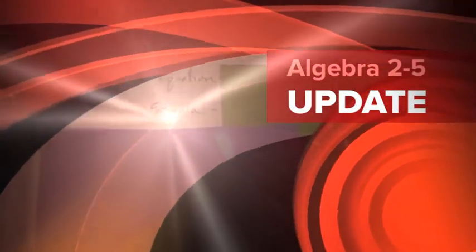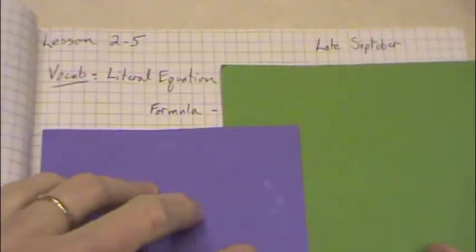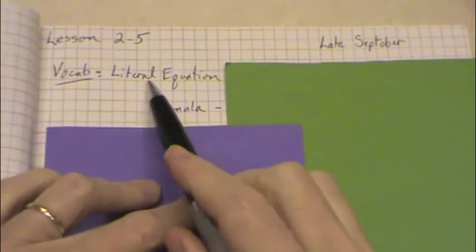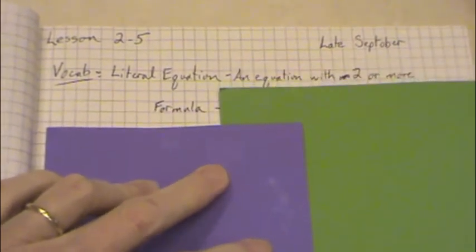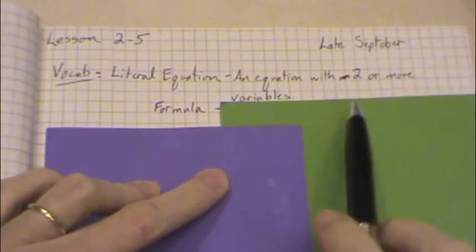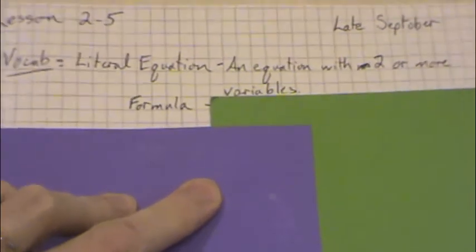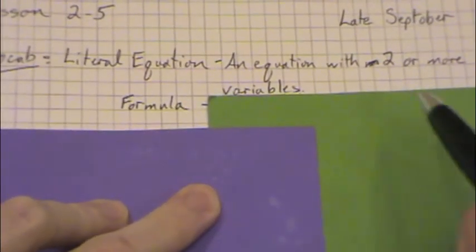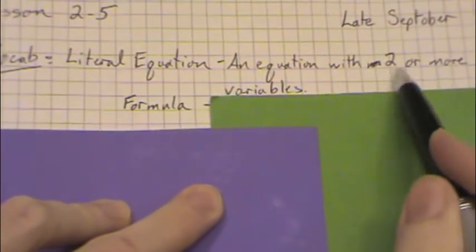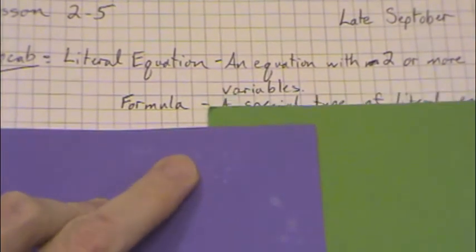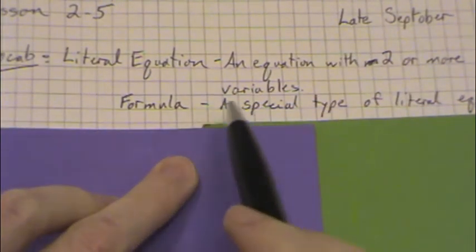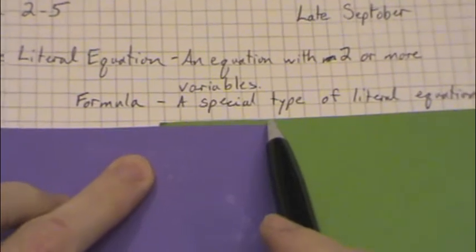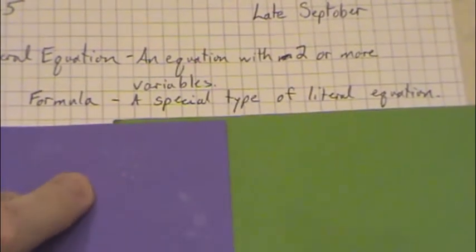2-5. Get your notebook set up properly. There are only 2 vocabulary words, and one of them doesn't even count as a vocabulary word. You know this one. A literal equation is an equation that has 2 or more variables. That says an equation with 2 or more variables. Then a formula, you know what that is, but a formula is a special type of literal equation.